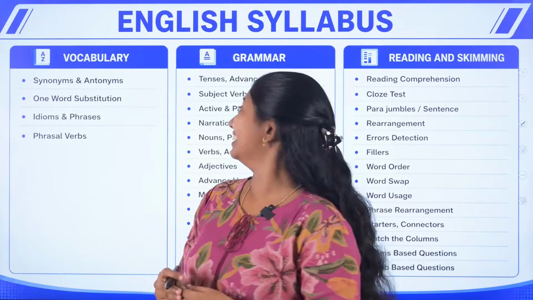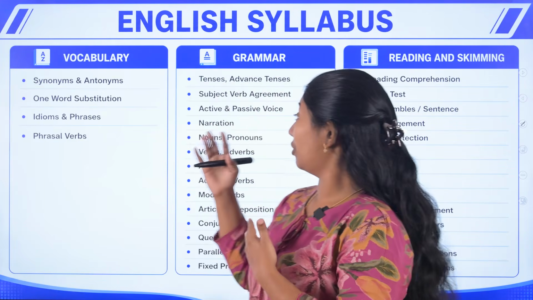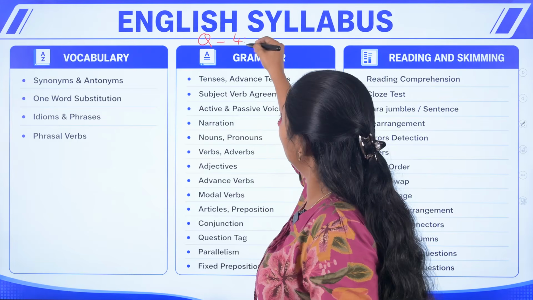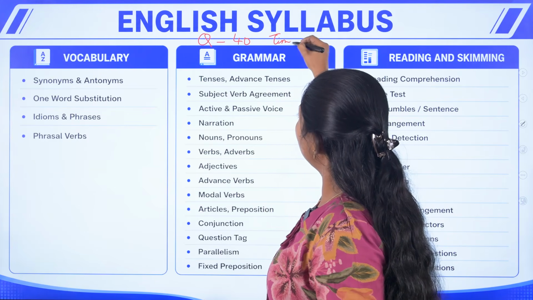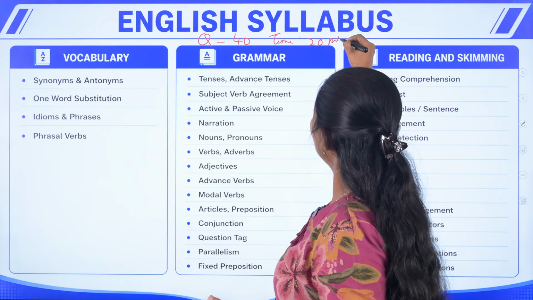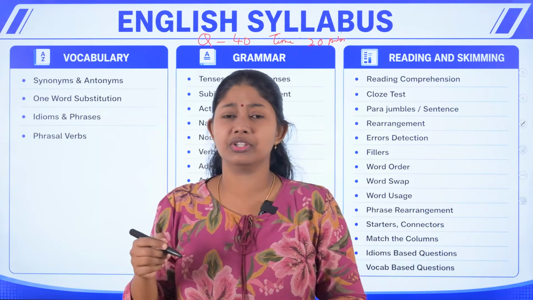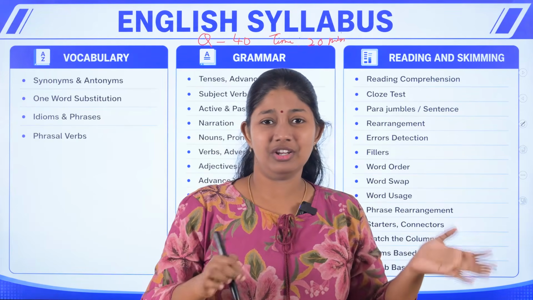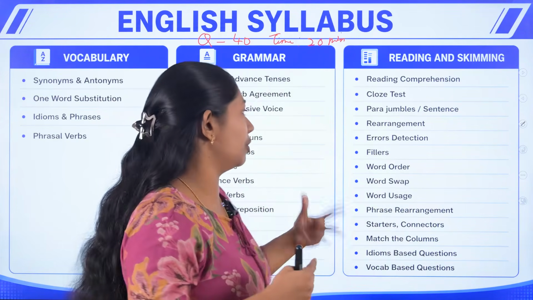So now let's see the English, which carries 40 questions. So you have English questions 40, time 20 minutes. So from this you can say 40 questions in 20 minutes. On an average easy to moderate questions will be asked. Not so tough, also easy to moderate.